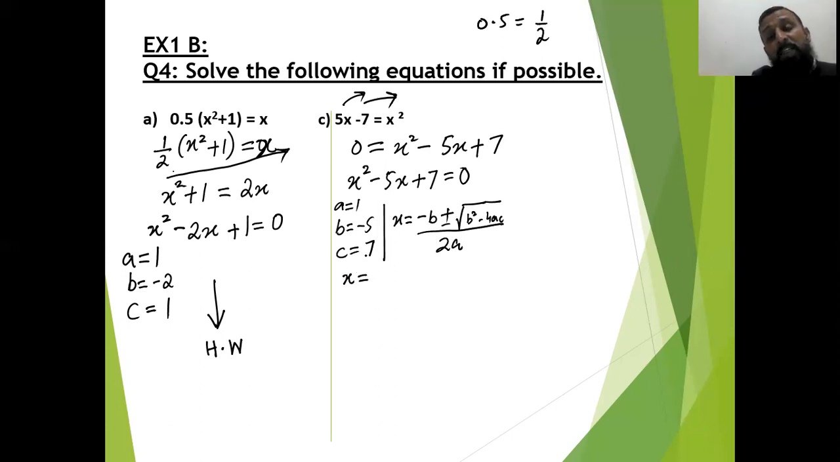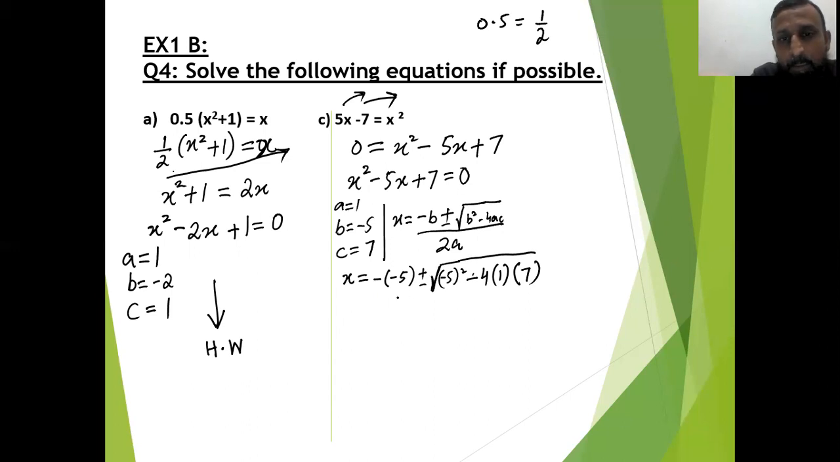Negative b. As we can see, the value of b is already negative, so I can write it as negative, and then in a bracket negative 5, plus minus negative 5 square, and then we have negative 4, the value of a is 1, and the value of c is 7. This is all under root, under the radical sign. Then 2 multiplied by a. What is a? A is 1.